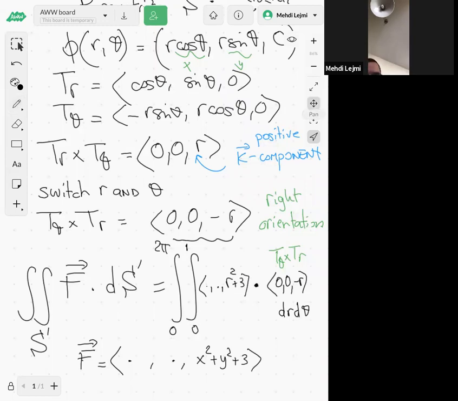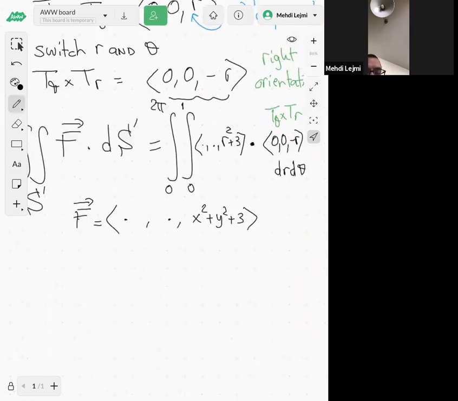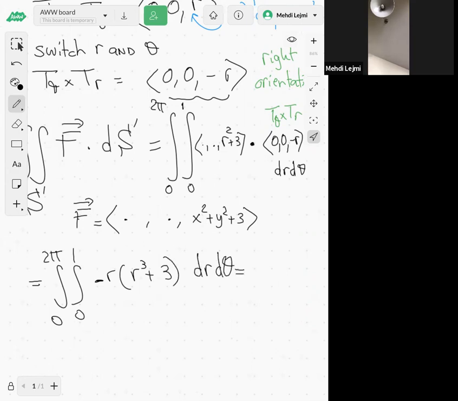So this becomes a double integral, theta from 0 to 2 pi and r from 0 to 1, and it's easy to integrate because it's minus r times r squared plus 3, dr d theta. Again, if you try to evaluate the flux of F along S, the original surface, your normal vector won't have these zeros, so you'd need the first and second components of F. But those components are crazy: the square root of x cubed plus 1, cosine of z, etc. It would be very hard to integrate, but this one is very easy.